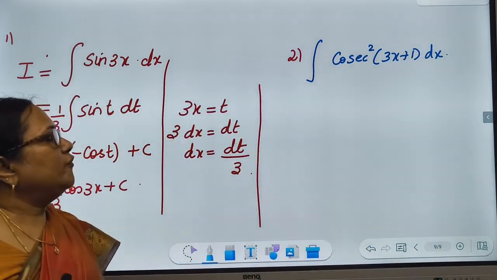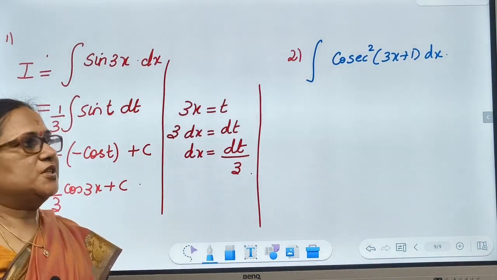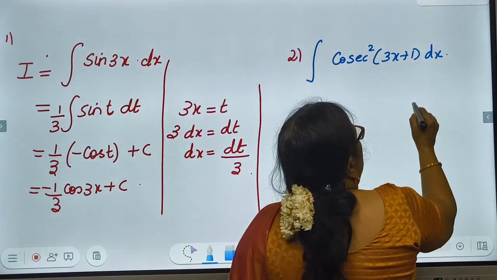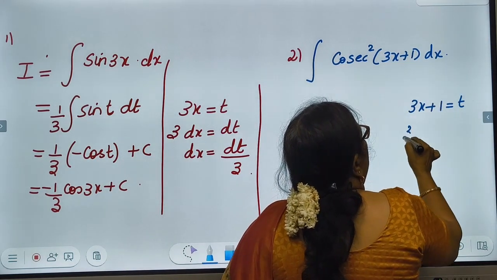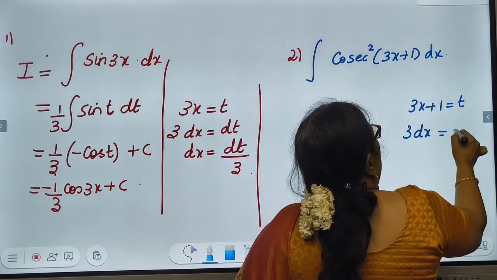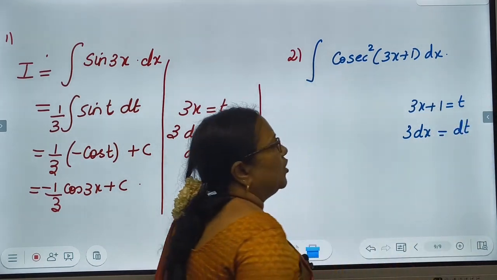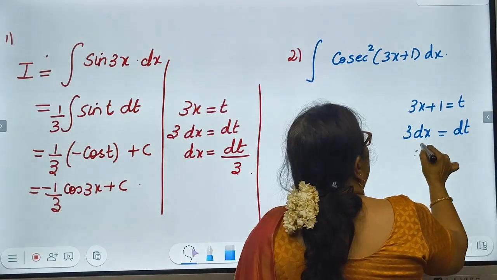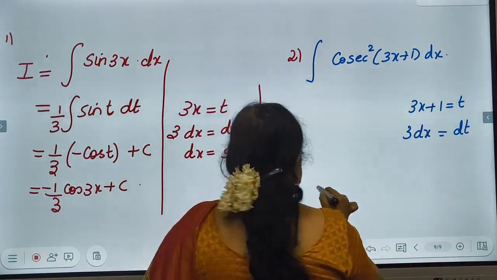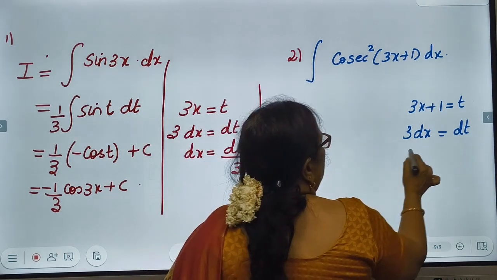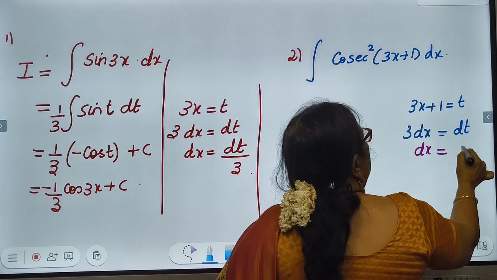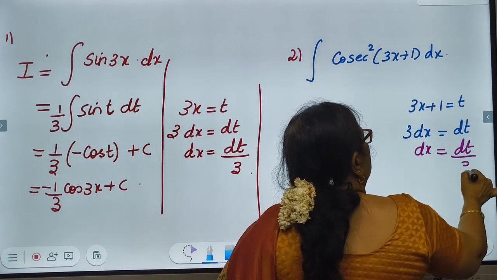Let's look at the integral of cosecant square of 3x plus 1 dx. Let me put 3x plus 1 as t. Then 3 dx equals dt, because the derivative of 1 is 0. So dx equals dt by 3.